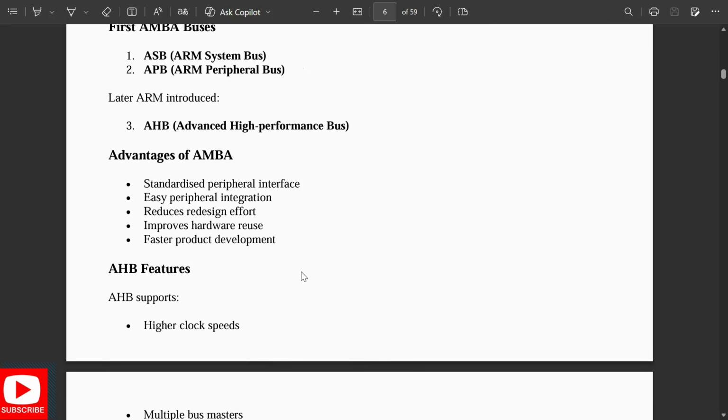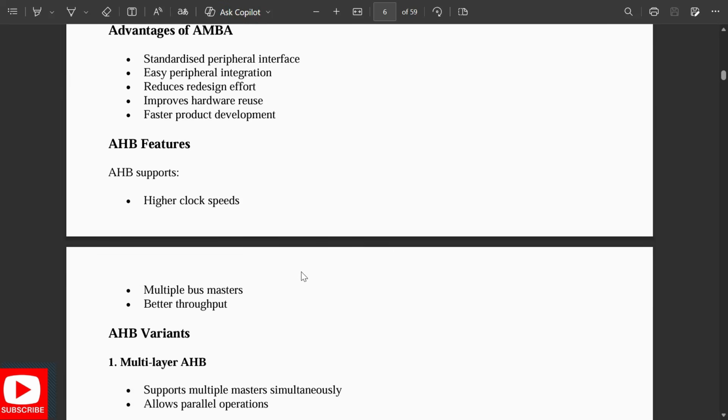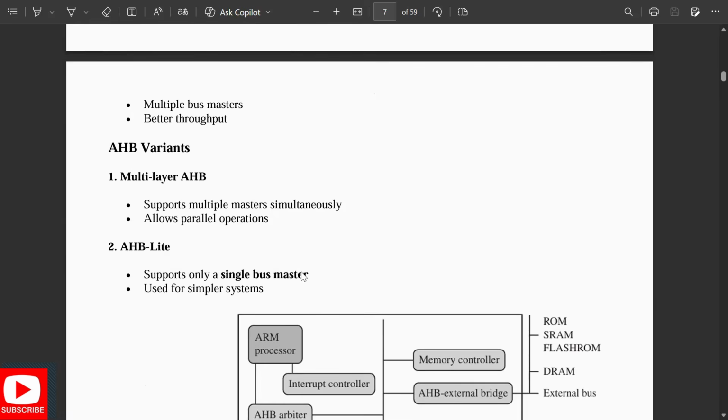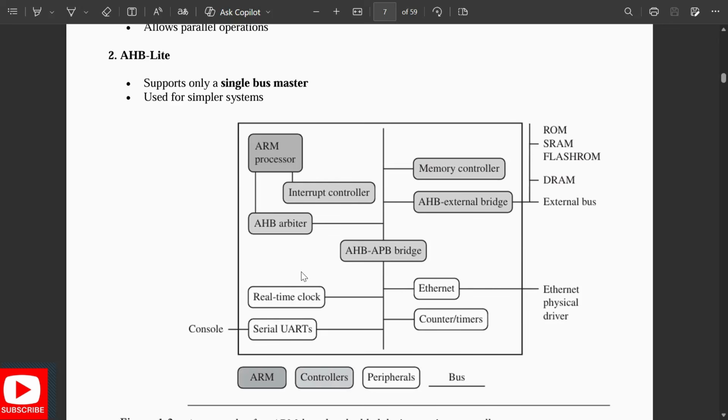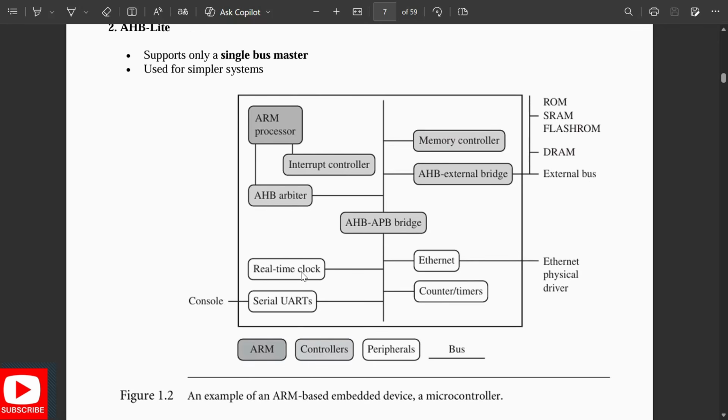Now the AHB features. AHB supports higher clock speeds, multiple bus masters and better throughput. The AHB variants are Multi-layer AHB and AHB Lite. Multi-layer supports multiple masters simultaneously, that is, parallel operation. AHB Lite means a single bus master, and it is used for simpler systems.